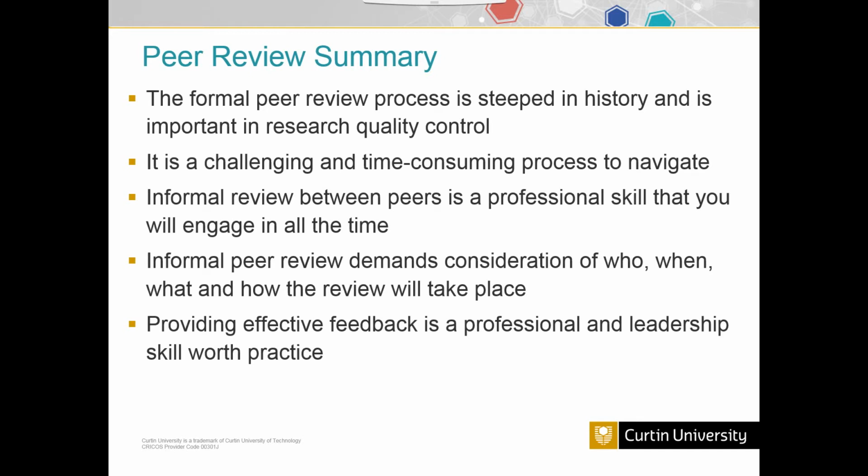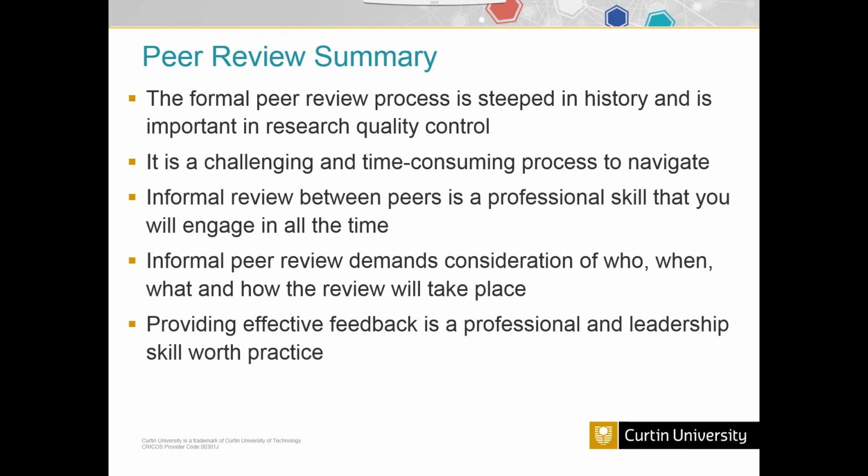So to summarise, the formal peer review process is steeped in history and is important in research quality control, but it is a challenging and time-consuming process to navigate and has critics from within and without research. Informal review between peers is a professional skill that you will engage in all the time when you leave university. It can be difficult in the beginning to present your work to peers for evaluation, but it gets easier with practice.